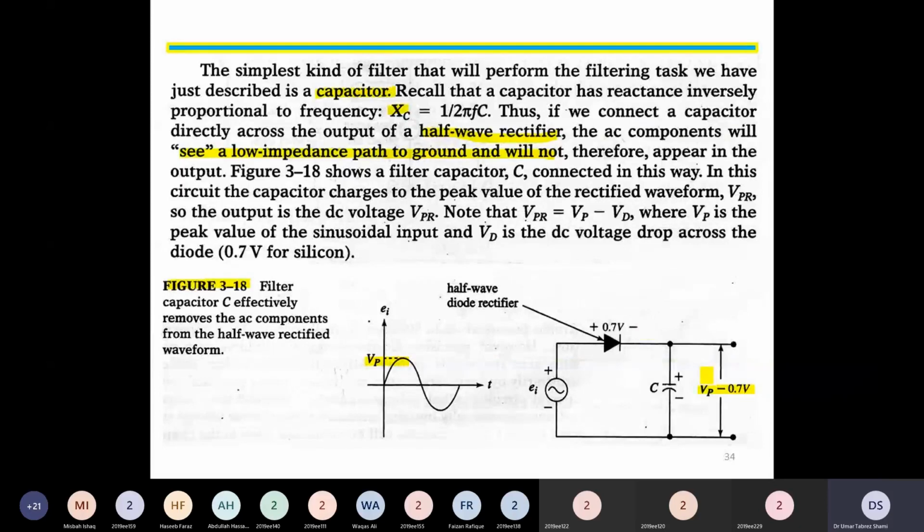And the capacitor charges to the peak value of the rectified waveform, so the output is the DC voltage, VPR. Note that VPR is equal to VP minus VD, where VP is the peak voltage and VD is the DC drop of the silicon diode.